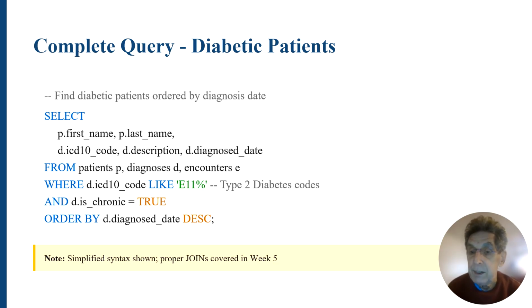This works, but in week 5 we'll cover the proper way to do joins. So when we're using multiple tables, it's a little clearer and a little more flexible. But for right now, just understand that we can query data from multiple related tables without further specification.